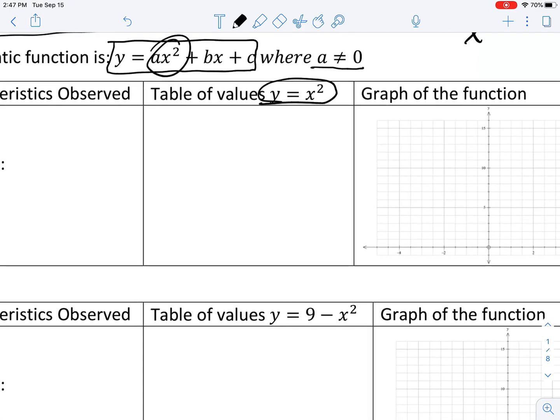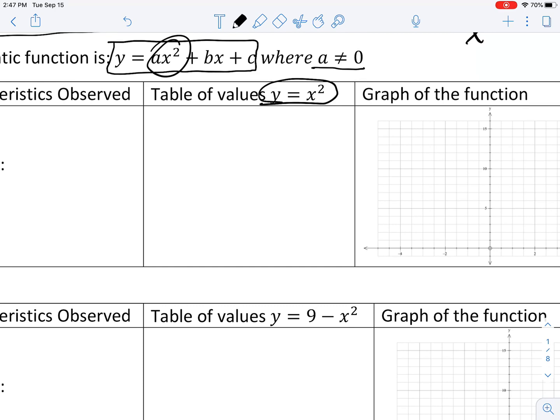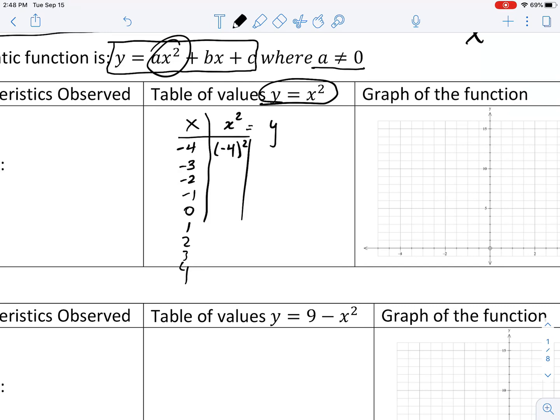And we'll make a table of values, and we'll graph the function and see what we end up with. So I'm going to start with -4, -3, -2, -1, 0, 1, 2, 3, 4. And whenever I substitute them into x squared, which is going to spit out the y value, remember, I always use brackets. So when I substitute and evaluate, I always use brackets. (-4) squared is 16. So over here at -4, I go up to 16, and that's my first point right there.